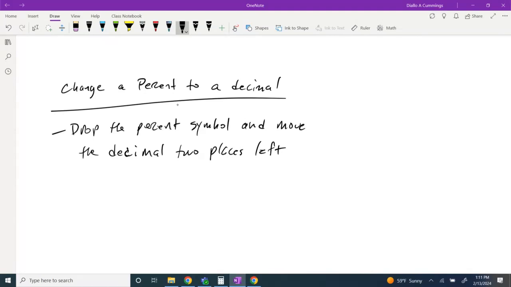So for example, let's say you have 1,000%, and you're asked to change that to a decimal. I'm simply going to drop the percent sign. All right, so on 1,000%, I'm going to drop the percent sign. I'm going to take the decimal, right, which is understood to be behind that last zero, and I'm going to move it 2 places to the left. So 1,000% as a decimal would simply give us 10. All right.